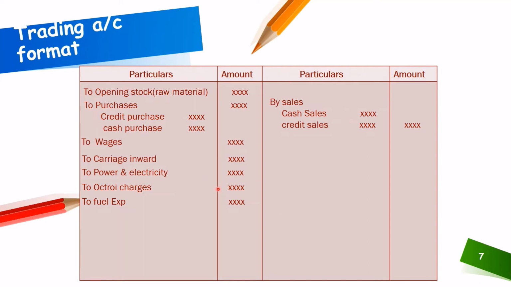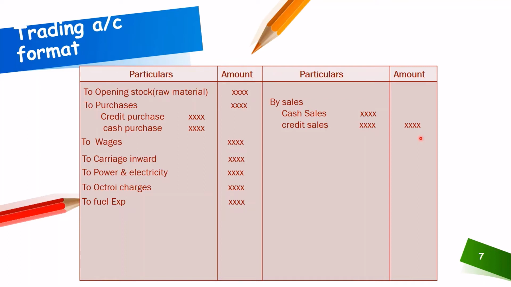Based on these expenses, finally we'll get one product as an outcome. That product will be sold in the market. Whatever the sales, we'll get some income. It will be a credit sale or a cash sale. If you add the credit and cash sales, we'll get the total sales. So these are the items which come under the trading account. Now we'll go with the balances.